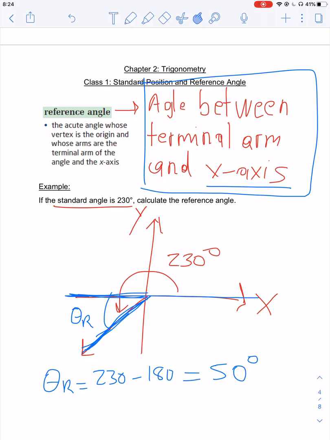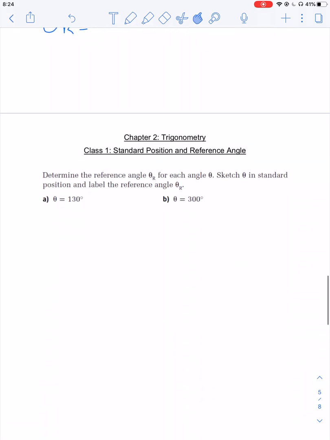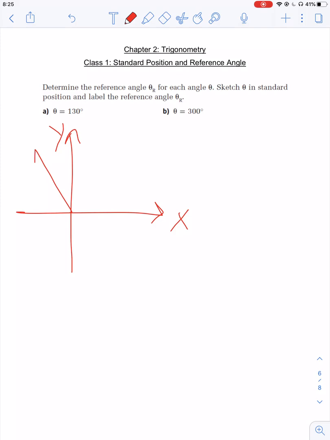So let's practice a little bit. Determine the reference angle for each theta, sketch theta in standard position, and label the reference angle as theta r. Okay, so we have to do two things. Let's draw the standard angle first. So xy plane, right? X, y. 130 is less than 180. It's more than 90. So somewhere maybe here, okay? So it's like 40 degrees more than 90, right? So this is 130 degrees.